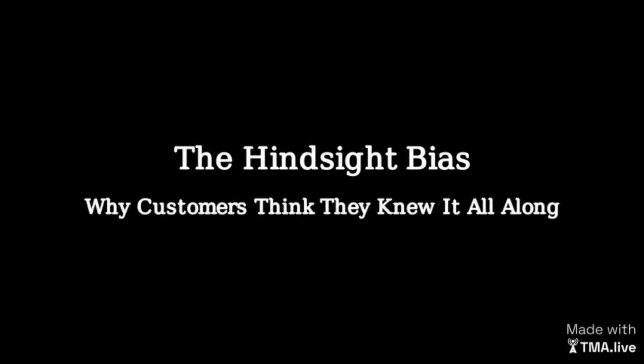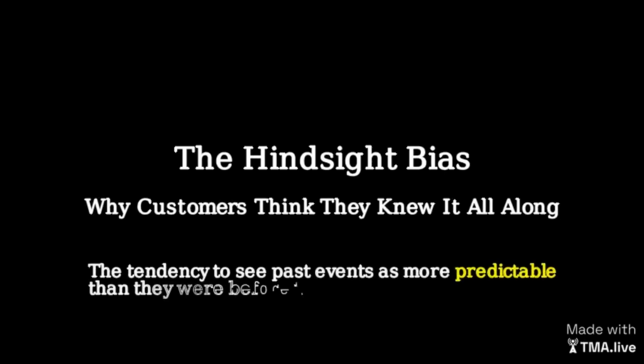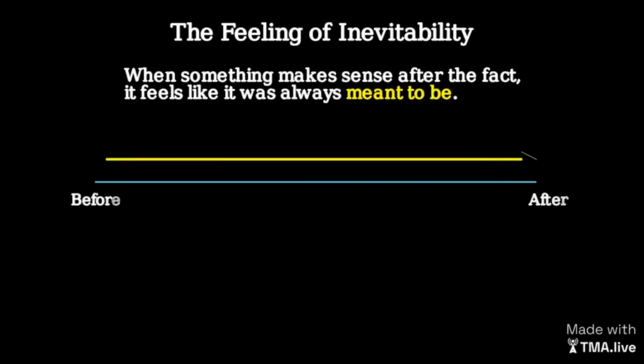Let's explore the hindsight bias, the tendency to view past events as more predictable than they actually were. This cognitive bias makes people think they knew something all along, even if they didn't. This feeling of inevitability arises when something makes sense after the fact. It feels like it was always meant to be, even if there was no way to know it beforehand.